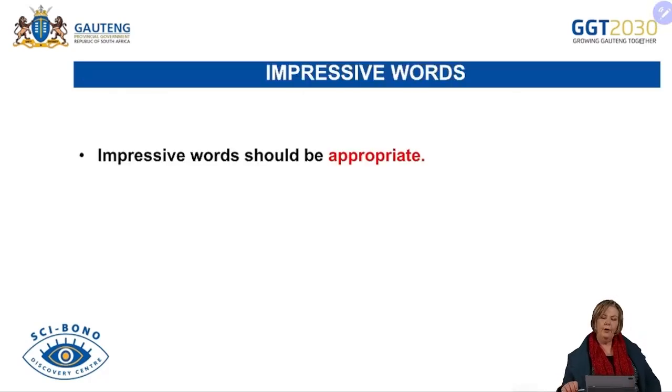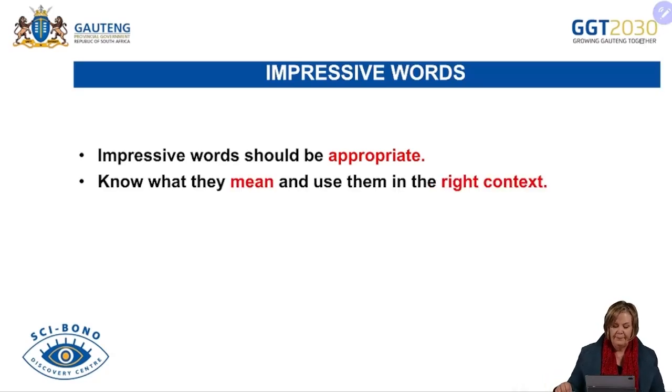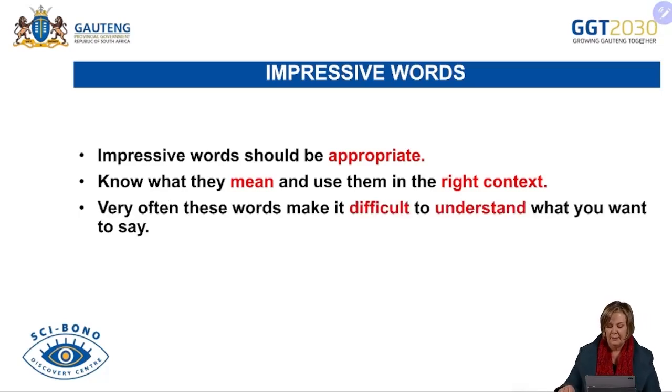Impressive words. Impressive words should be appropriate. If you want to use a word that would make people widen their eyes and go, wow, that was a brilliant word, then you should know what they mean. And you also need to use them in context. Otherwise, their meaning is lost, and then the whole meaning of the whole essay is lost, or that sentence is lost. Know what they mean and then use them in the right context.